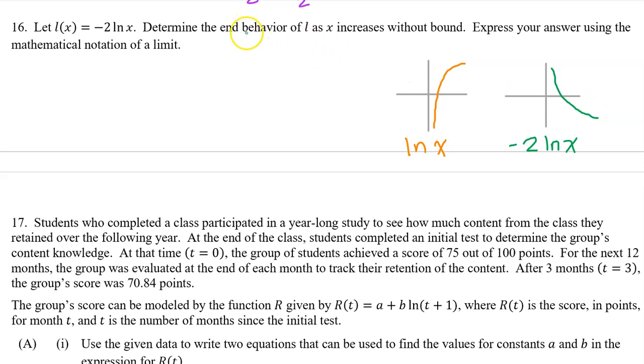Now, the end behavior as x increases without bound is the limit as x approaches positive infinity of L of x. I'm going to make this a script L so it doesn't look like a 1. As x approaches positive infinity, this function is falling. In other words, the limit is equal to negative infinity. So that's it for number 16.